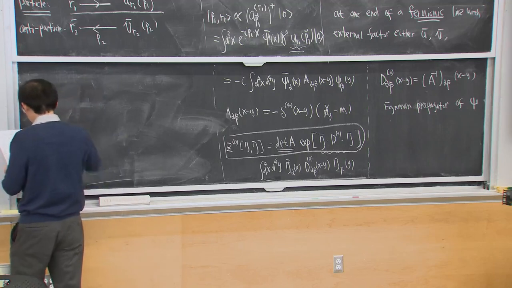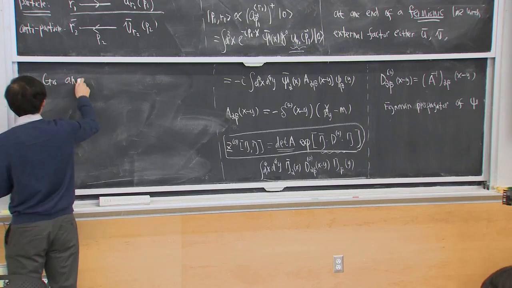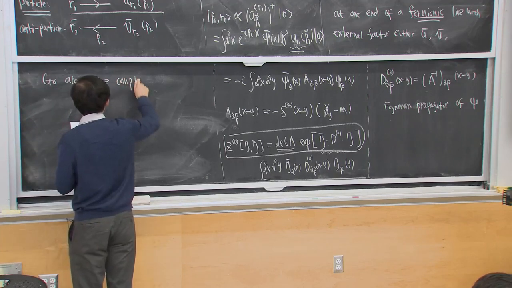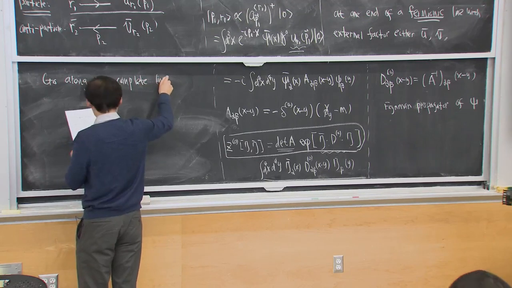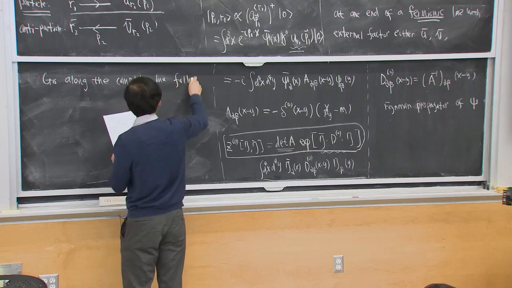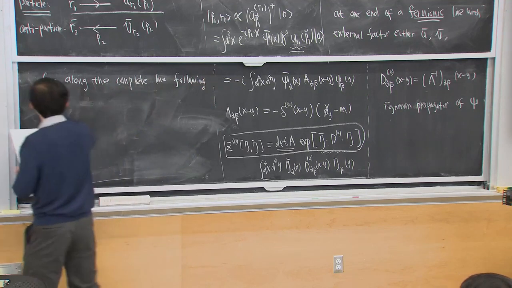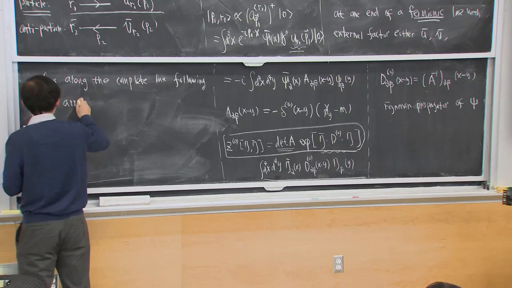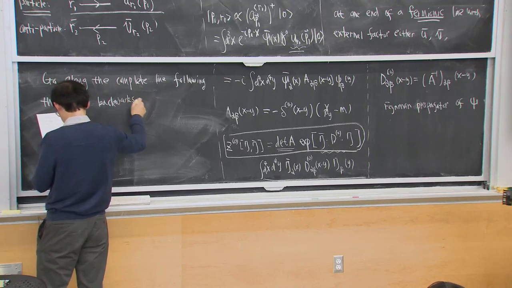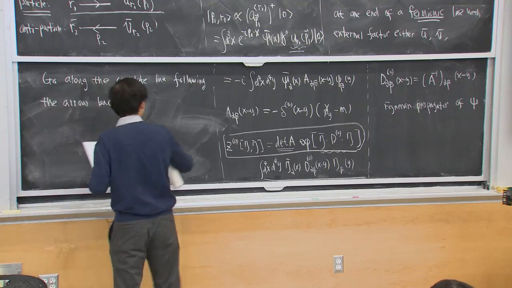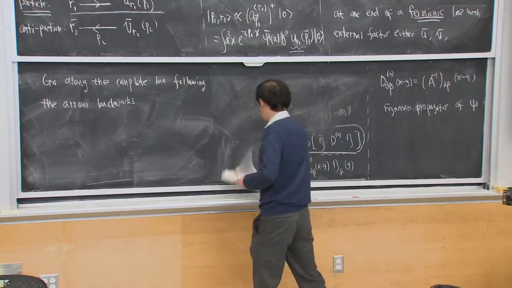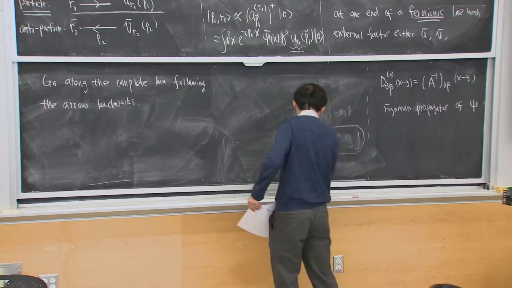And then you go along the complete line, following the arrow backwards, okay? Okay. So right now it's a little bit abstract. Now let me just explain this rule using an example, it will be very clear.